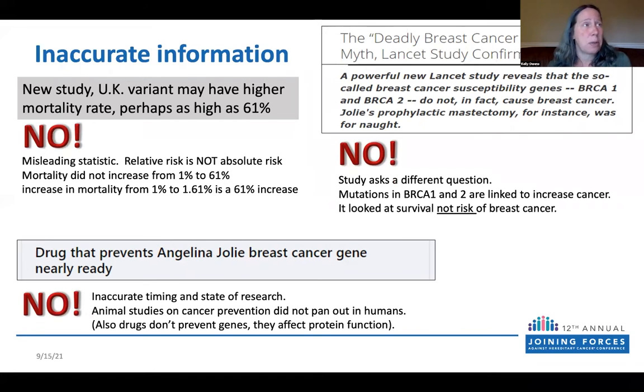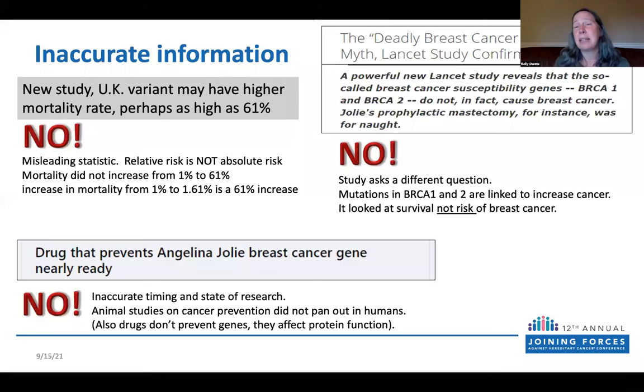In the first case, the one about the COVID variant, this is a misleading statistic. It's relative risk, not absolute risk that they're talking about. Mortality did not increase from 1% to 61%, which would be incredibly alarming. The increase in mortality was from 1% to 1.61%. It is a 61% increase in risk relative to that 1% risk. It's of concern, but not nearly as much of a concern as a 61% mortality would be.